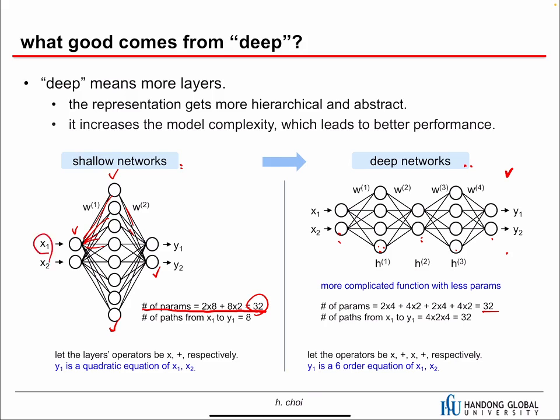Then let's check how many paths we have from x1 to y1. In this shallow network, we have just 8 paths. So from this one to this one, there are only 8 paths. But how about this one? From x1 to y1, we have 32 paths, which means the deep network can capture more different variations, more different patterns from x1 to y1, which means we can model more complicated relationships between x1 and y1. So that's the beauty of deep networks.